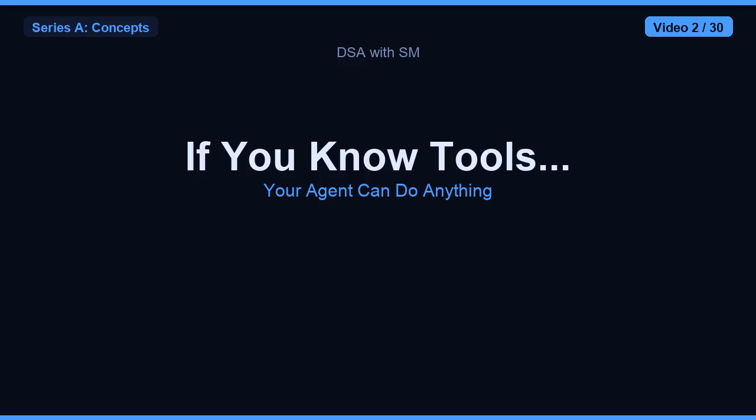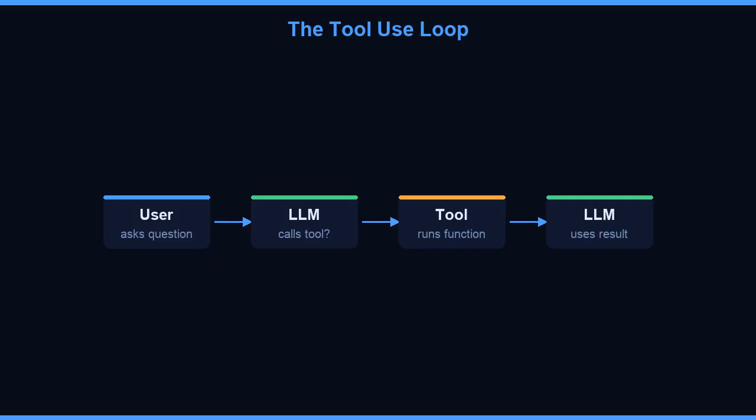In the last video, we learned that an LLM is just text in, text out. But here's the problem. If all it does is return text, it can't actually do anything. It can't search the web. It can't read your files. It can't send an email. That's where tools come in.